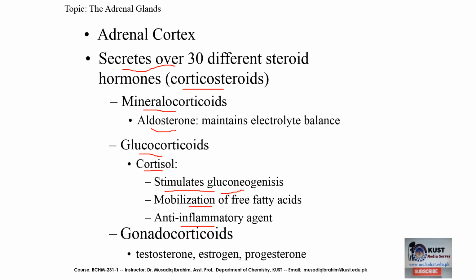The third type of corticosteroids are gonadocorticoids, which are secreted by the inner zone of the adrenal cortex, and that zone is also known as zona reticularis. The examples of these hormones secreted are testosterone, estrogen, and progesterone. And these hormones are also known as the sex hormones.